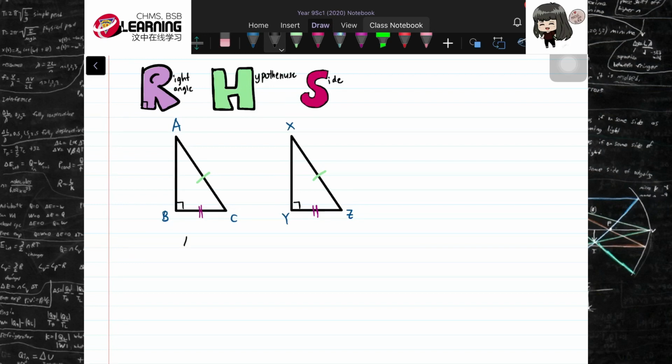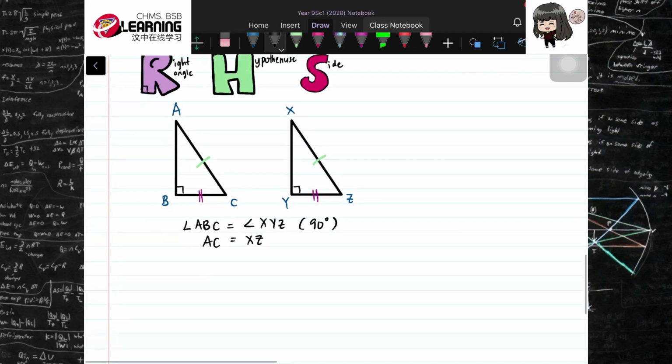So when we write this down, the right angle first: the angle ABC is equal to the angle XYZ. It's given 90 degrees. And if we are given the hypotenuse AC equals XZ, the corresponding hypotenuse, and the other side BC equals YZ, we can say that this is RHS. Therefore triangle ABC is congruent to triangle XYZ.